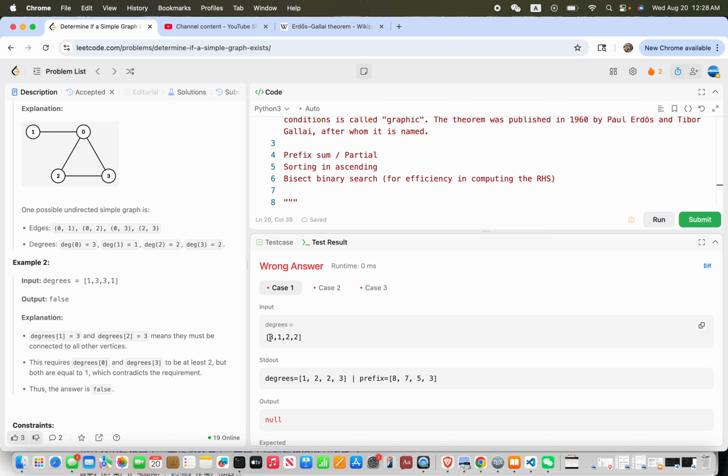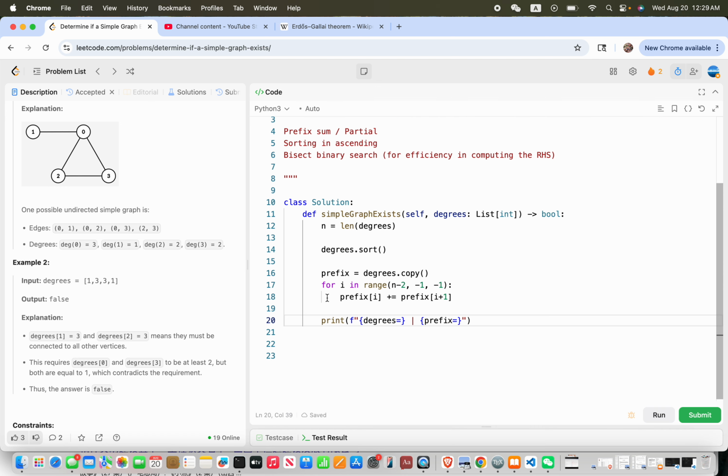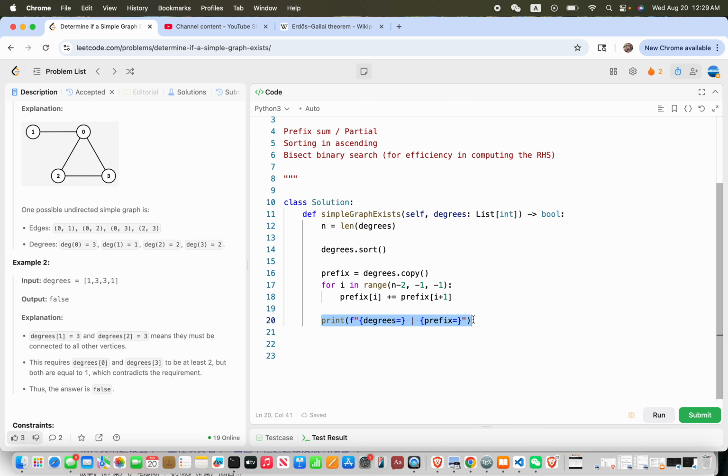For the first example, after sorting, you get 1, 2, 2, 3. If you do the suffix, that's 3, 5, 7, and total 8. But here I'm going to use the prefix because this is easier for us to interpret. The naming is not essential as long as you understand the essence. First, I want to see if the summation of the degrees is an even number. The summation will be prefix 0. If this modulo 2 is not 0, it means it's an odd number, so we need to return false. This is based on the Erdos-Gallai theorem.